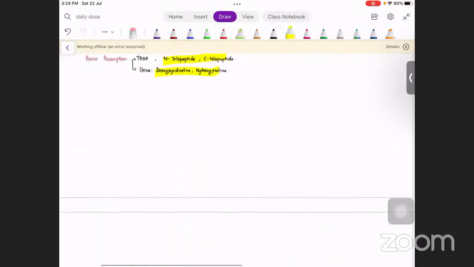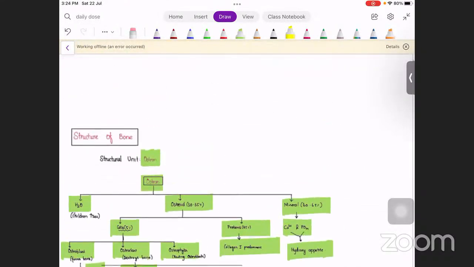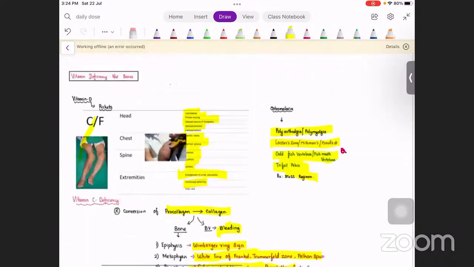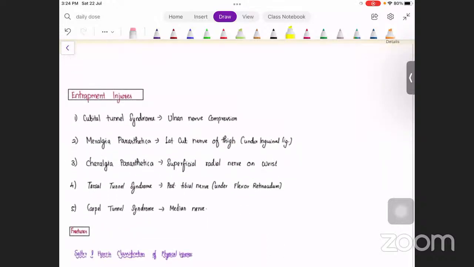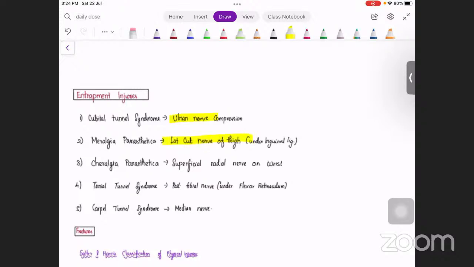So we have talked about the bone tumors, the nutritional deficiency, the structure of bone, and bone degenerative disorders. Now the area we are going to talk about is entrapment injury. Cubital tunnel syndrome, where you see ulnar nerve compression; meralgia paresthetica, lateral cutaneous nerve of thigh compression; cheiralgia paresthetica, superficial radial nerve compression at the wrist; tarsal tunnel syndrome, posterior tibial nerve injury under the flexor retinaculum; and carpal tunnel syndrome, median nerve injury.